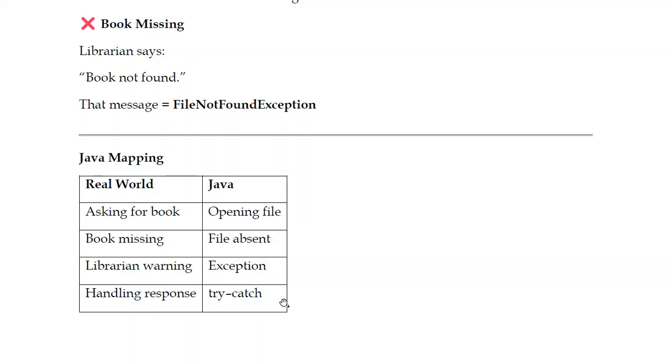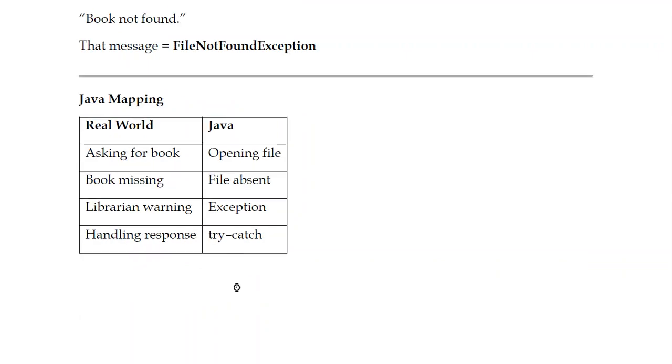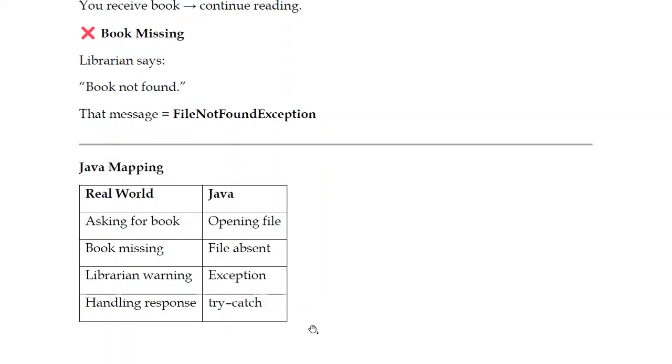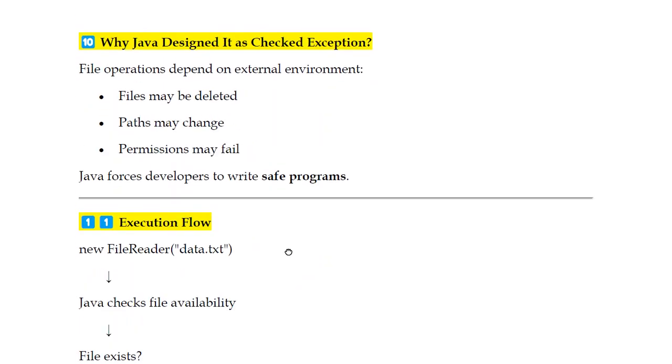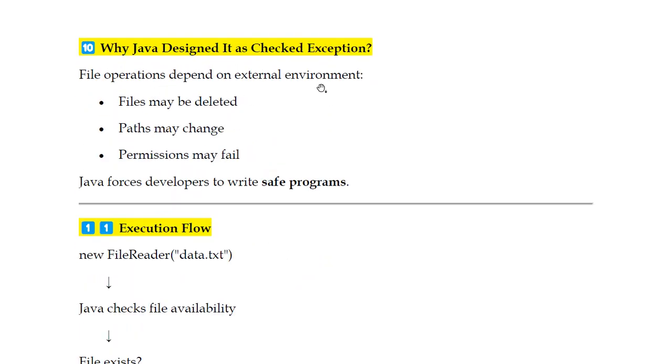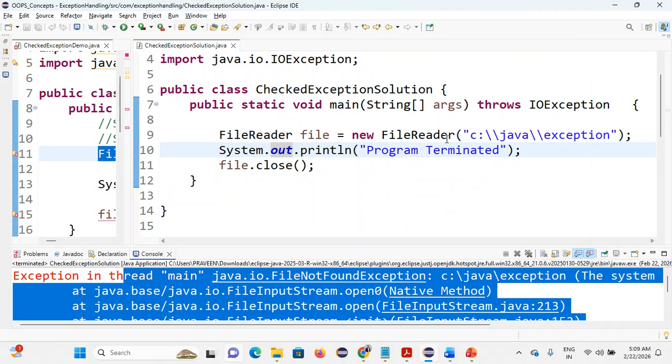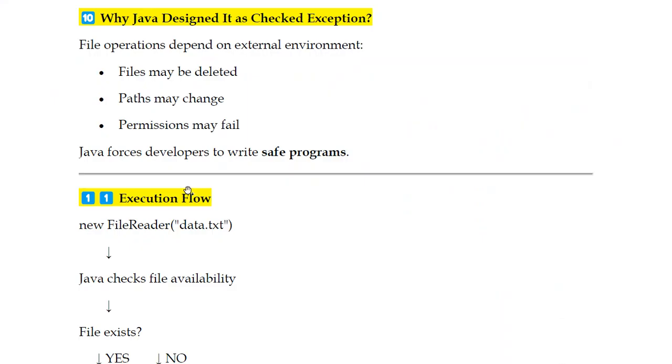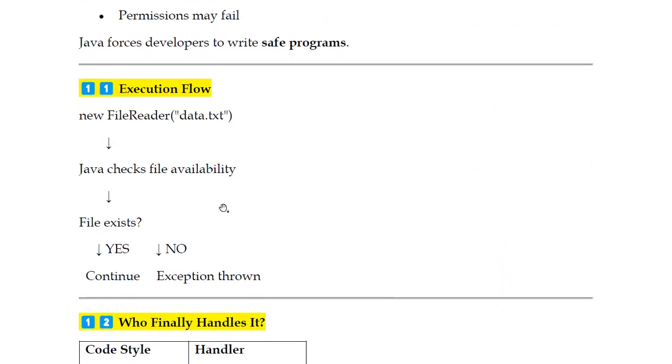So handle that using try-catch, or you can go with the throws keyword. That's up to you. If you want the solution immediately, you can go with the try-catch block, or otherwise you can go with throws, so the caller will handle that exception. Why is Java designed like this? It depends upon the external environment. The file may be deleted, the path may be changed, permission may fail too. Java forces developers to write safe programs like this, so you have to declare the exception or handle the problem.